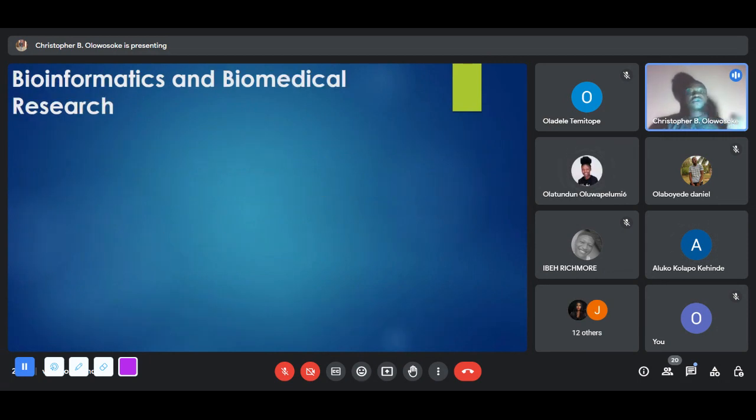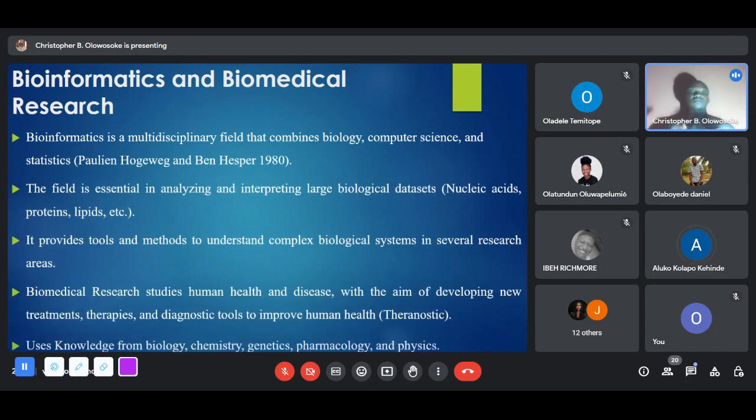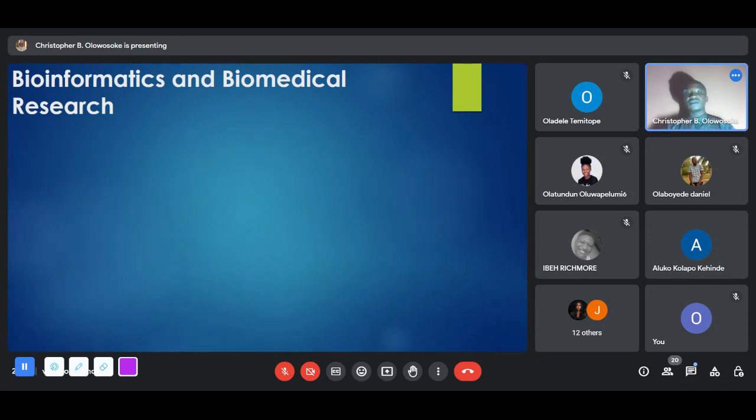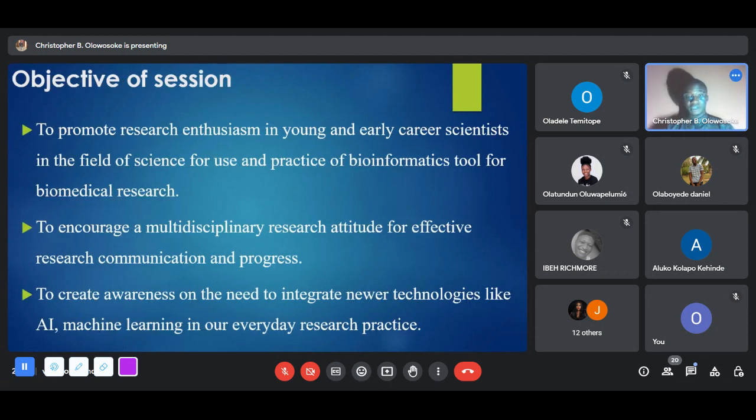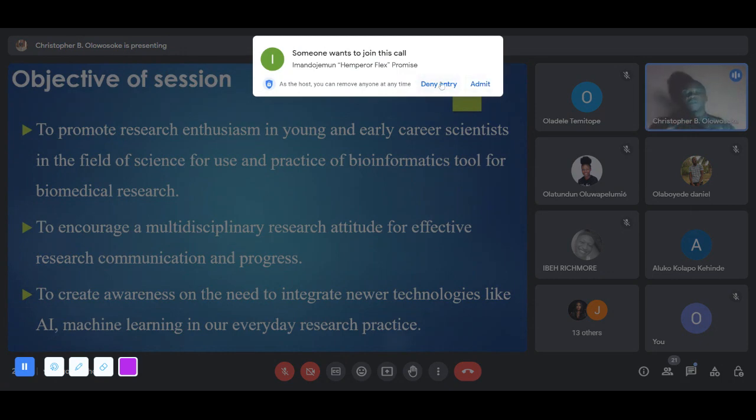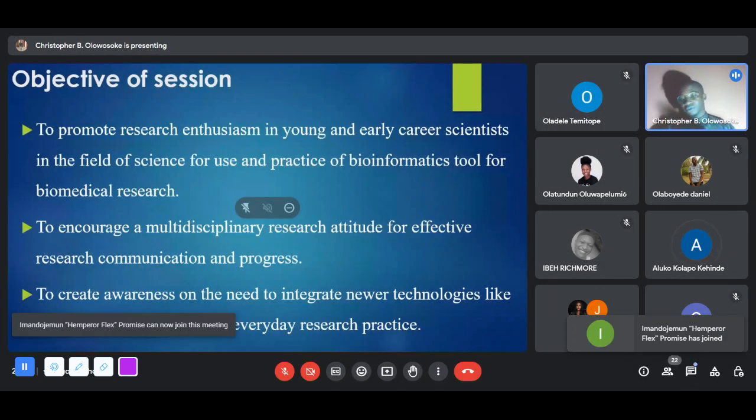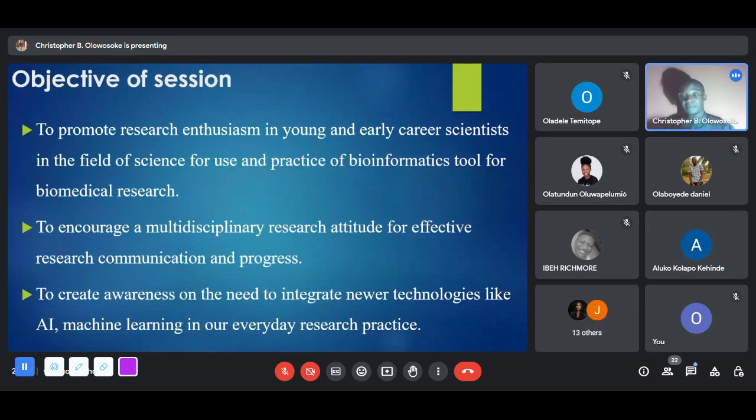Now, just to begin with bioinformatics and biomedical research, I want to believe that many of us know that the field of bioinformatics does not happen like that. It all began a very long time ago, before the genetic blueprint of life was discovered in the 19th century. During this period, there were no solid links showing how biomolecules or macromolecules connect to each other. So for simple and complex biological traits to be studied in those periods, certain breeding processes, preservation processes, and conservation processes were practiced.